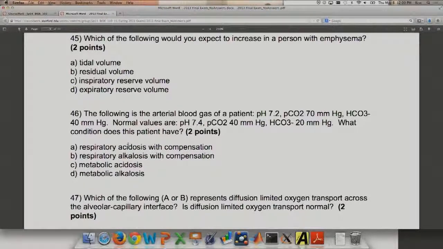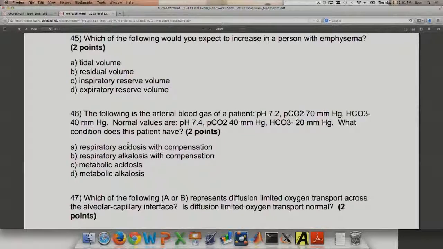So if the pH is 7.4 normally and this patient has 7.2, what kind of state is he in? Acidosis. So that's the first part. Now you have to figure out whether it's respiratory acidosis or metabolic acidosis. So if you had metabolic acidosis, what would your bicarb level be compared to normal?